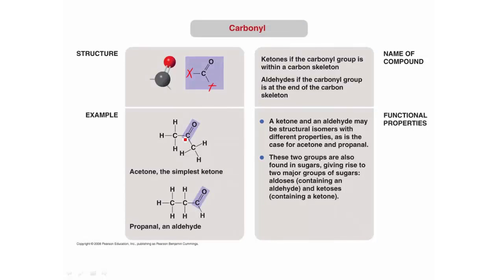A lot of times the molecules are named according to where the carbonyl group actually is contained within the molecule. If it happens to be in the middle, then we call it a ketone, and if it happens to be at the end, we'll call it an aldehyde. That does affect the sugar or carbohydrate naming that we'll get into in Chapter 5.